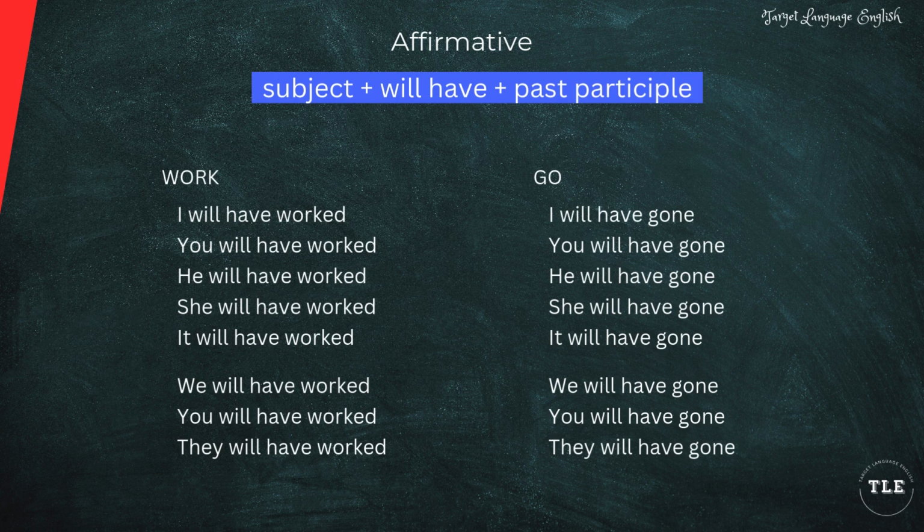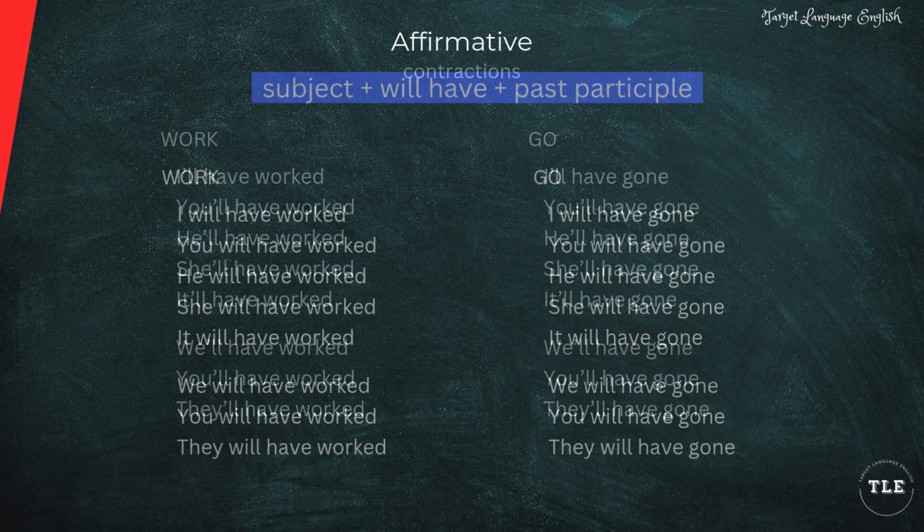The verb go, singular. I will have gone, you will have gone, he will have gone, she will have gone, it will have gone. Plural, we will have gone, you will have gone, they will have gone. You can see that the verb forms are the same for all subjects. Will have worked and will have gone.